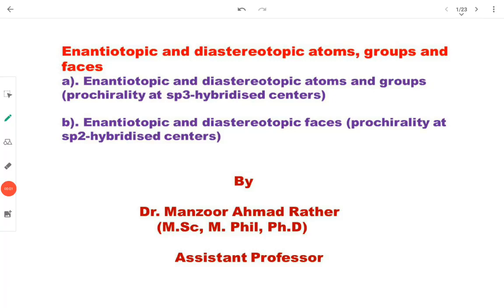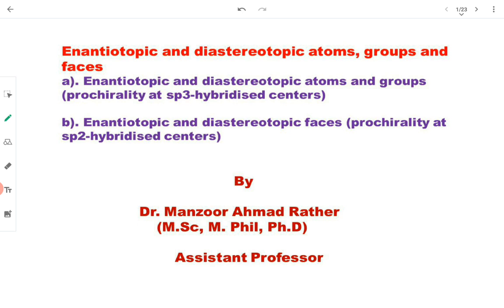The topic of today's lecture is enantiotopic and diastereotopic atoms, groups, and phases. We will divide this topic into two subtopics. The first subtopic will be the enantiotopic and diastereotopic atoms and groups. We will study it under the heading of prochirality at sp3 hybridized centers. I will define this term, what is prochirality.